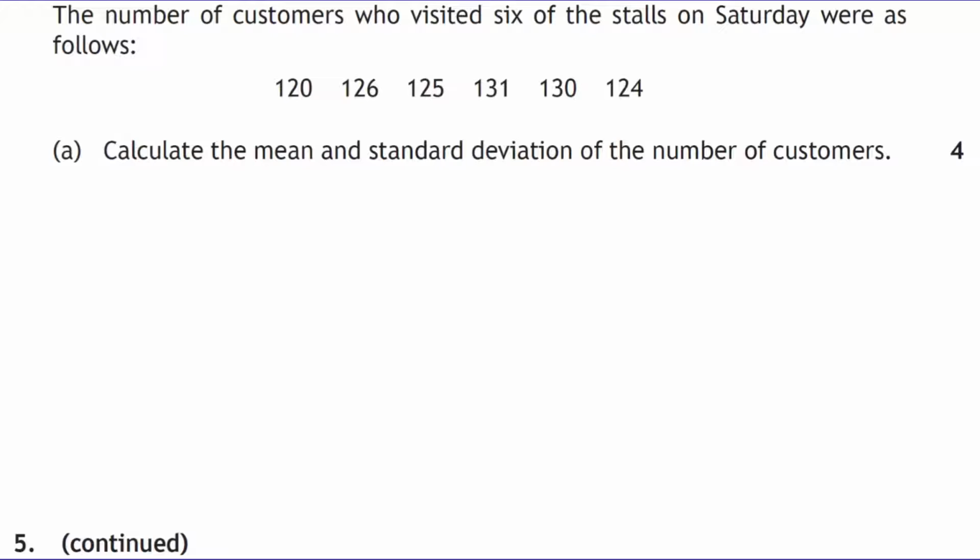First of all, the mean, which is going to be your x bar here, is just all the terms added together and then divided by 6 because there are 6 terms. So 120 plus 126 plus 125 plus 131 plus 130 plus 124 gives me 756, divided by 6 because there are 6 numbers. So 756 divided by 6 equals 126. Good, we're working with whole numbers. That's always a wee bit nicer.